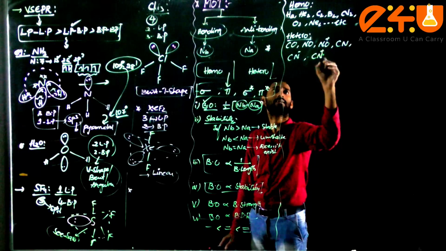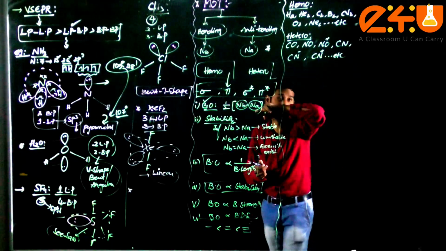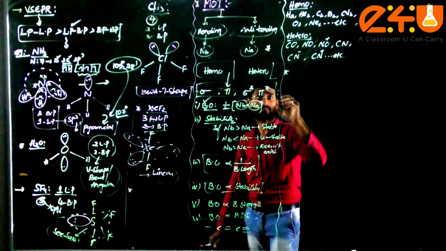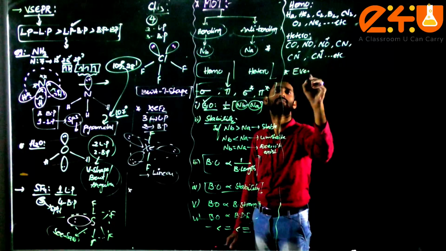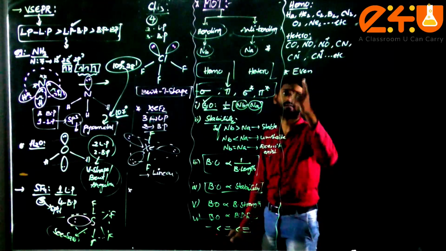Next one here, CN plus. You can take it here different, and so on, etc. This is homo as well as hetero. Small points I'm going to write here. Whenever there is an even number of electrons, and over here, next one, what about magnetic character here?